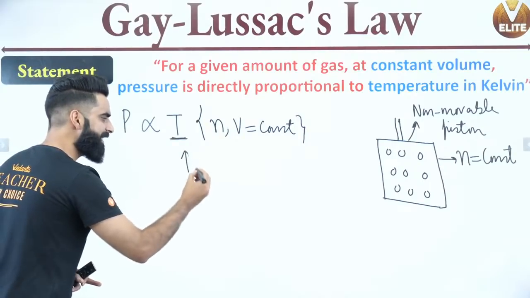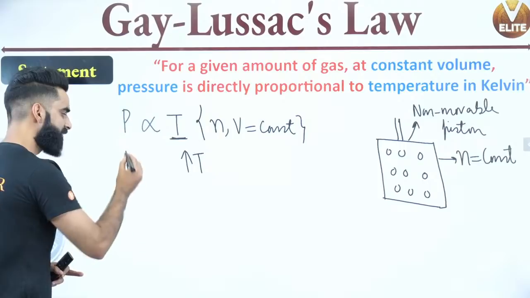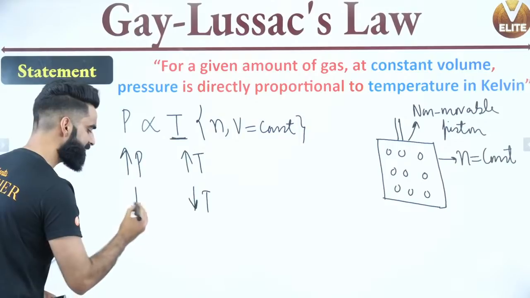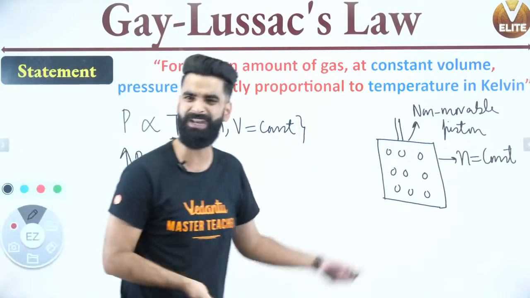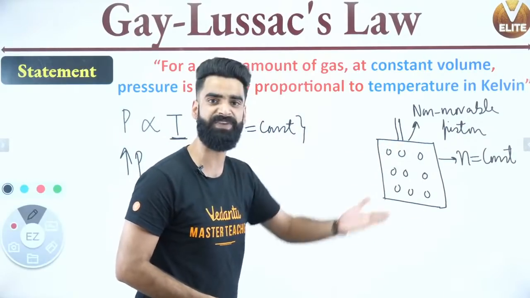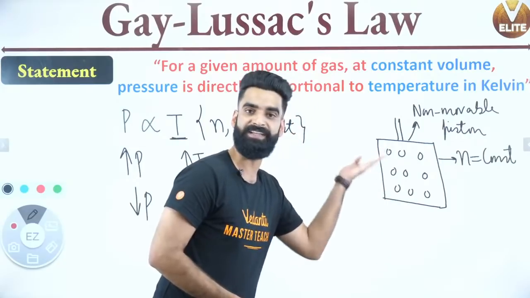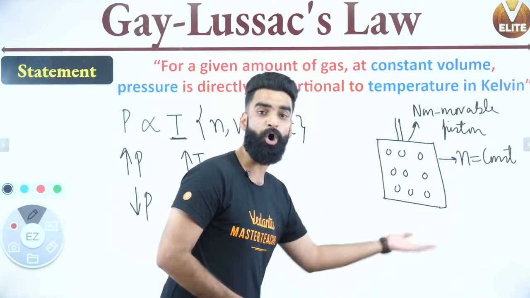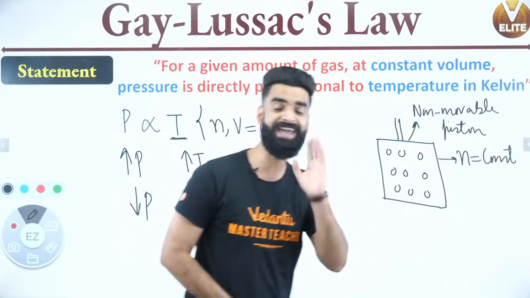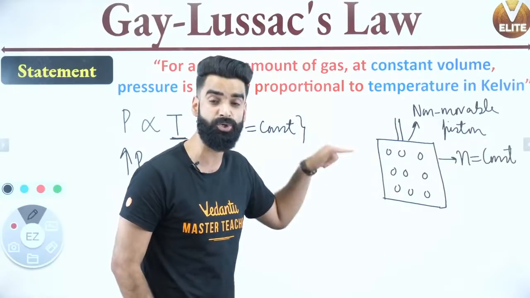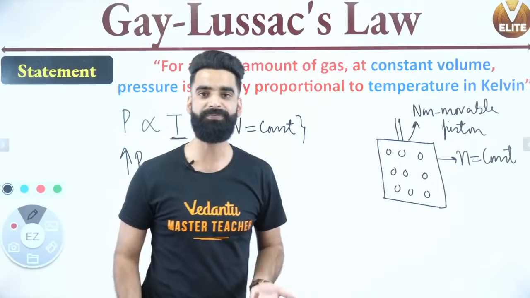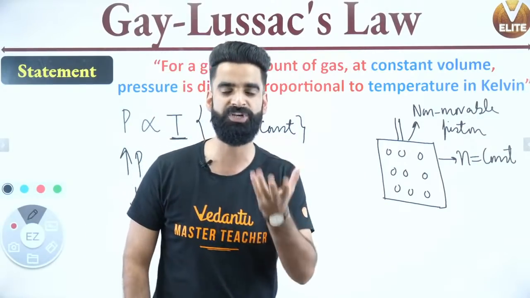That means on increasing the temperature, the pressure increases. Correct? On decreasing the temperature, the pressure decreases. Which is very, very simple, which we can visualize from here also. See, the volume of the container is fixed. The volume of the gas is fixed. Now, if I increase the temperature, can I say the kinetic energy of gas molecules will increase? If the kinetic energy of gas molecules is increasing due to increase in temperature, can I say the number of collisions will increase? And if the number of collisions will increase, can I simply say pressure will increase?